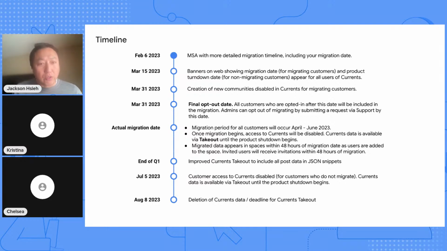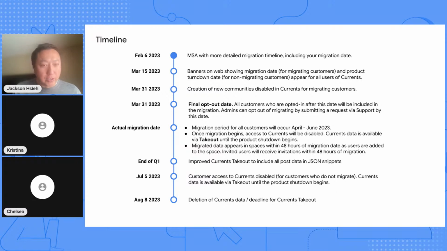On March 31st, the creation of new communities will be disabled. So as of March 31st, you will no longer be able to create any new communities in Currents. March 31st is also the final opt-out day. So if you have already opted in and you would like to opt out, March 31st is that final date.